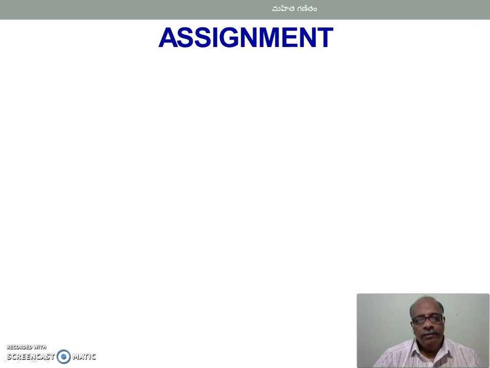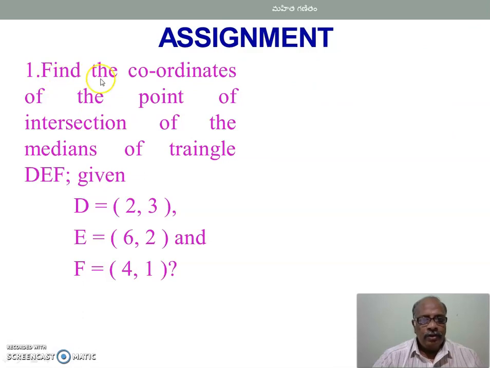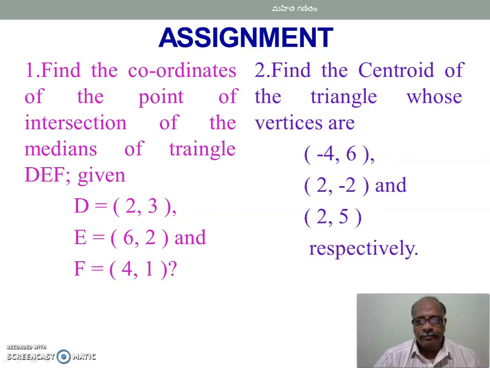Here, we will take a small assignment. Find the coordinates of the point of intersection of the medians of the triangle DEF given D is equal to (2, 3), E (6, 2) and F (4, 1). Now take another assignment. Find the centroid of the triangle whose vertices are (minus 4, 6), (2, minus 2), (2, 5) respectively. Write the centroid formula and substitute the values, then you will get the centroid.